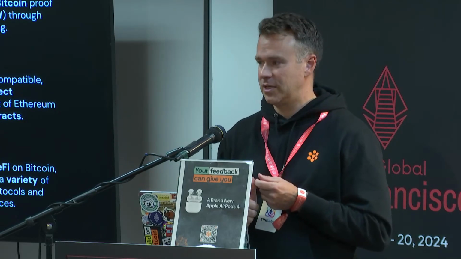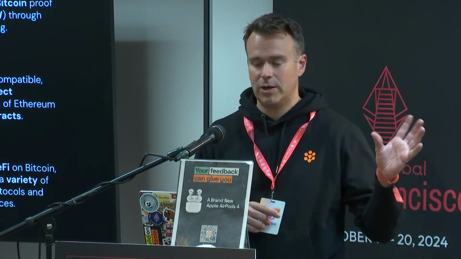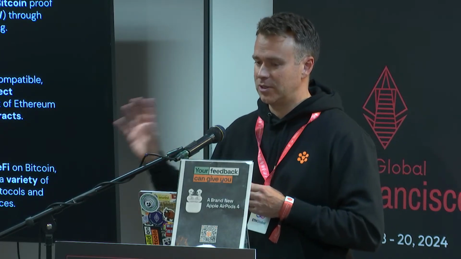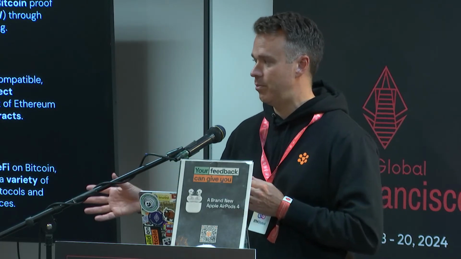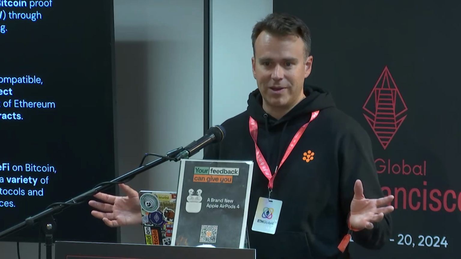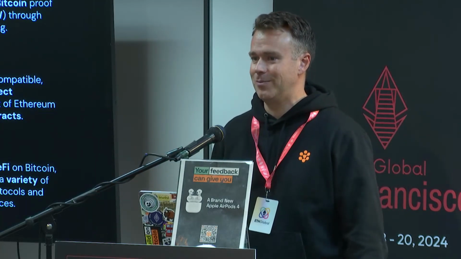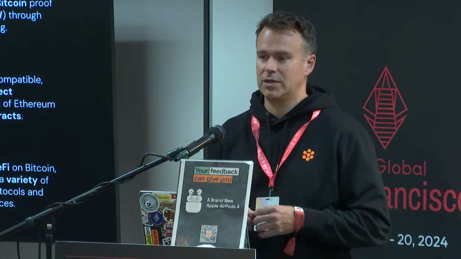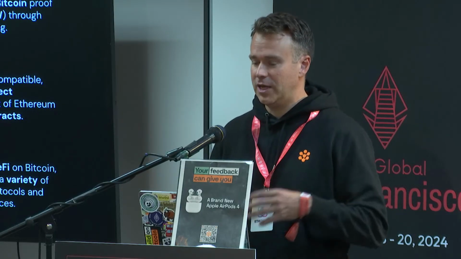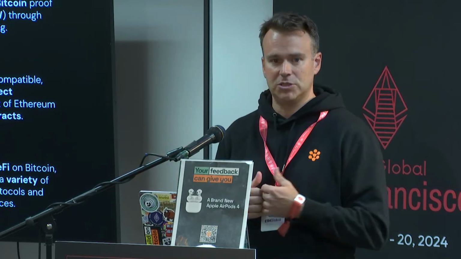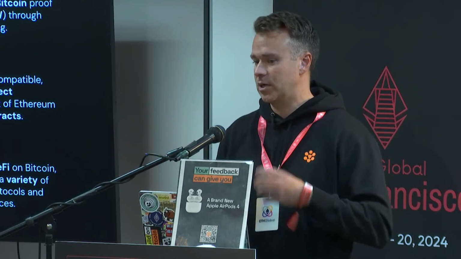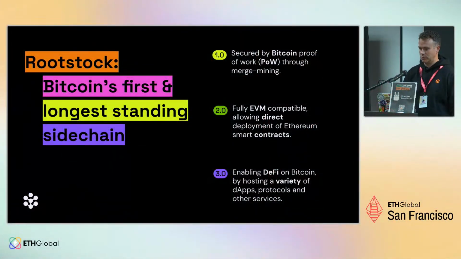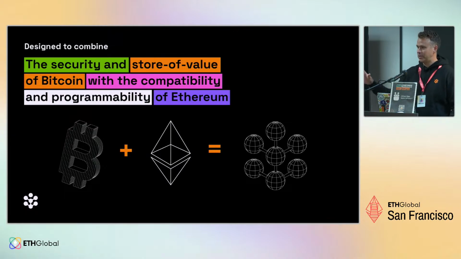But some of the key things to understand about Bitcoin: the network is secured by Bitcoin miners, so around 60% of the network is merge mining Rootstock. We're fully EVM compatible, and I think this is very important at ETHGlobal here. Everything you do in EVM land, you can do on Rootstock, but with Bitcoin as the asset. And so really this brings the value proposition and story of Bitcoin and DeFi coming together. DeFi on Bitcoin is what Rootstock brings. So the security and store of value of Bitcoin with the compatibility and programmability of Ethereum is what we're bringing.